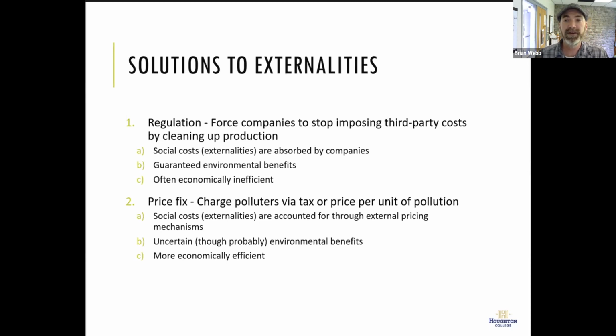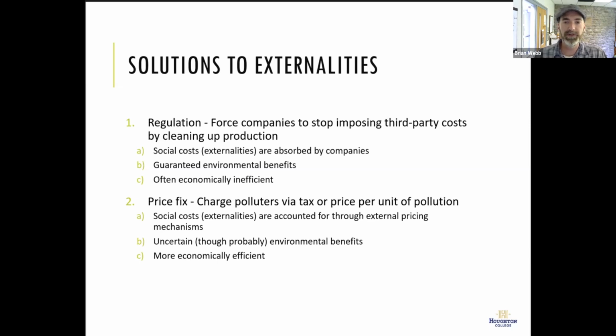It can be very effective for addressing the environmental problems, but not always the most efficient way to do it. But regulation tends to be the way that we usually work on this. Tends to be the government's go-to method for dealing with externalities. The other one is a price fix.